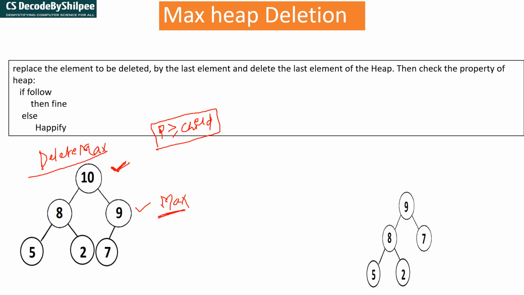Here the algorithm of deletion is given. What it is saying is to replace the element to be deleted. Here I am going to delete the max element, and max is nothing but 10. It says to replace the element to be deleted by the last element and delete the last element of the heap. So first, we do the replacement. Step 2, after the replacement, we delete the last element.